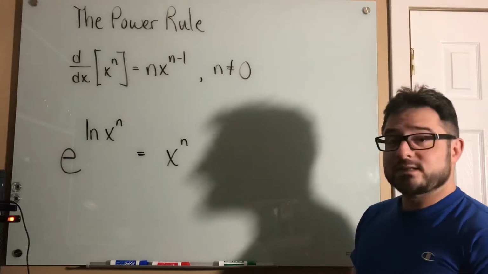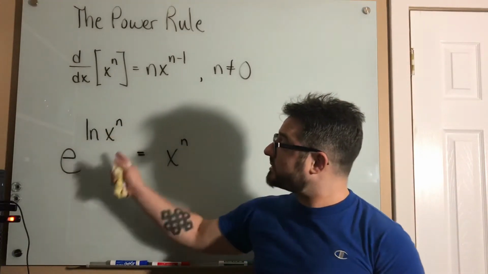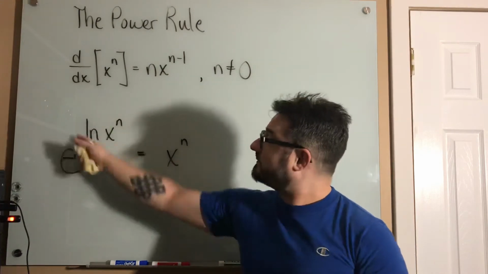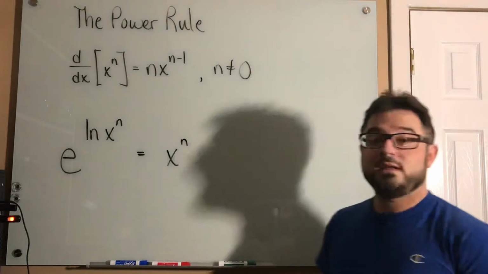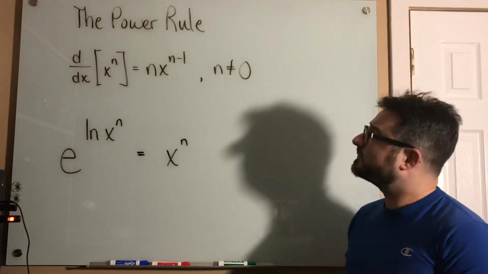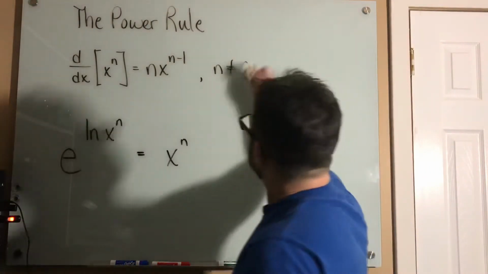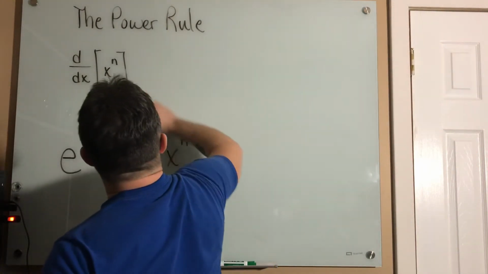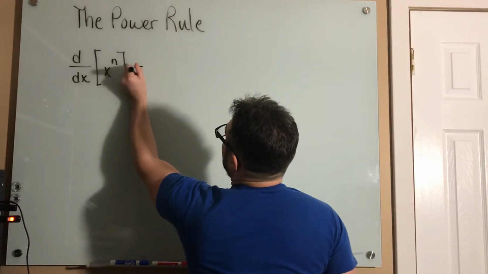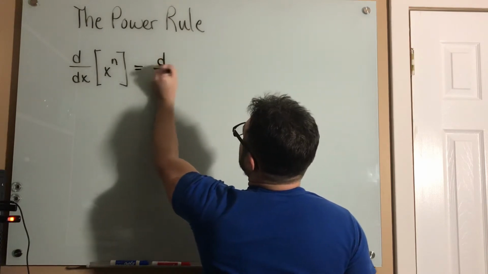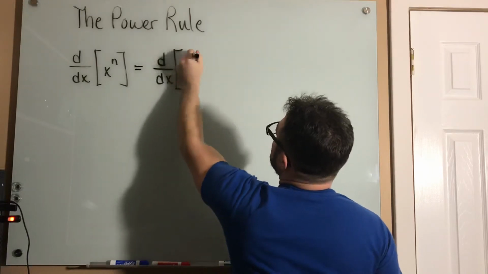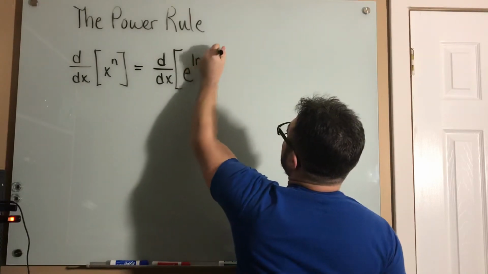And the chain rule is necessary because what we've done is we've created a composition. We have x to the n inside of the natural log, and then the natural log of x to the n is inside of e to the power, the exponentiation base e. So the chain rule is necessary to do this proof. So let's take a look at it. Instead of the derivative of x to the n, we're going to use the equivalent form e to the ln of x to the n.